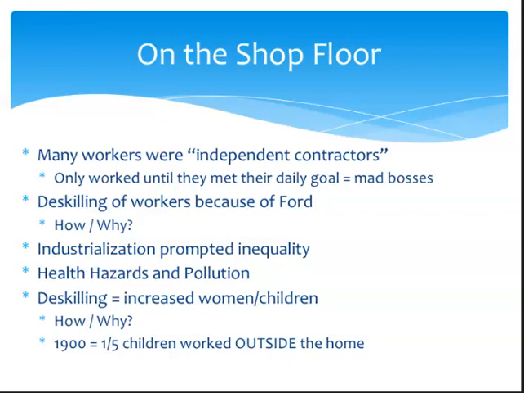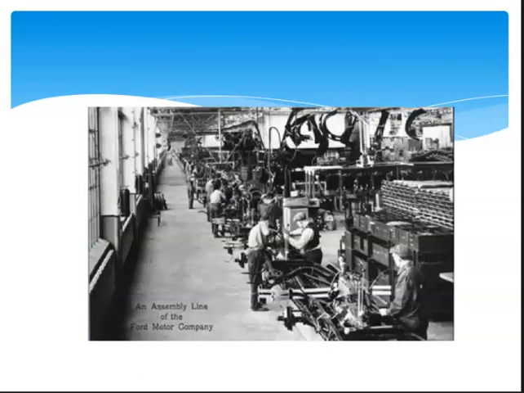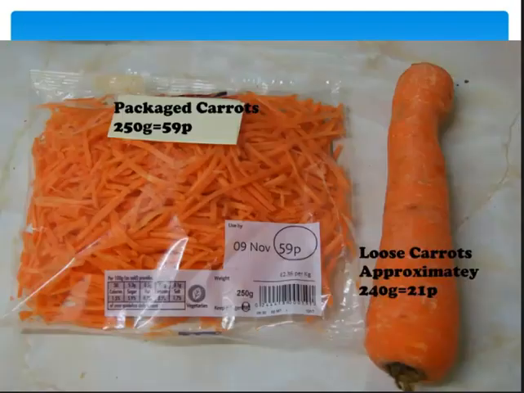Now, this idea of de-skilling, having less skill, increased in women and children. By 1900, 1 out of 5 children worked outside the home. Now, let me give you an example of what I mean by de-skilling. So let's start with this. A picture of a factory. Here we can see men working in this factory.